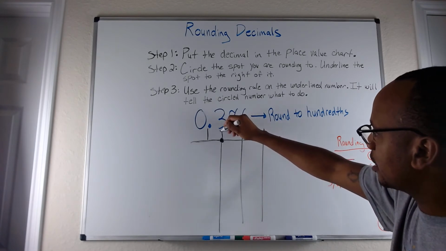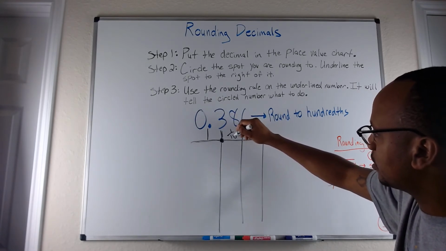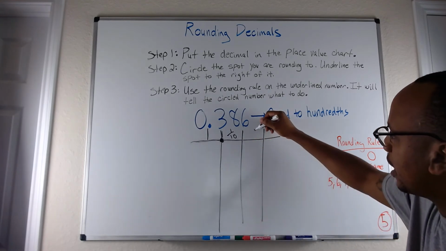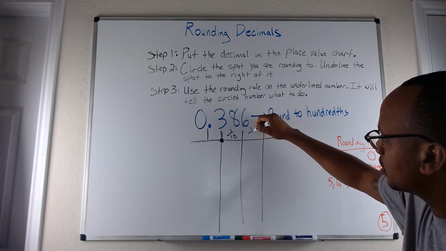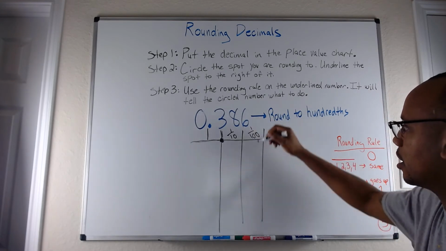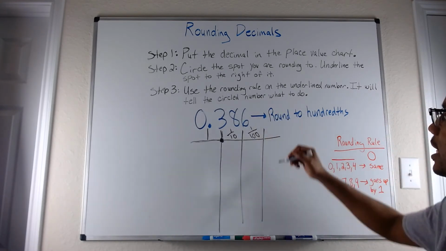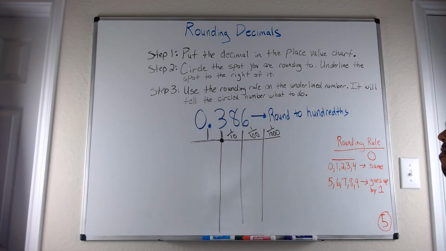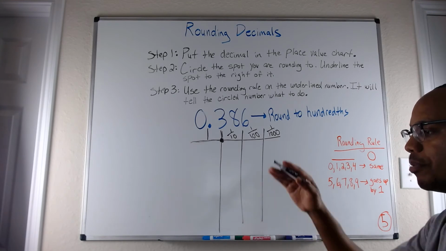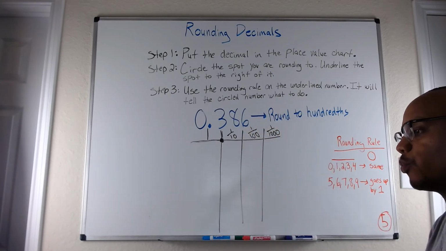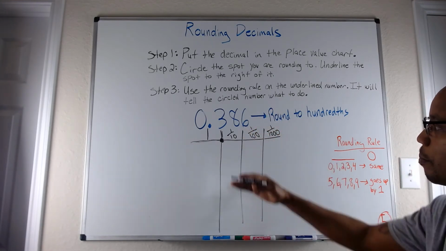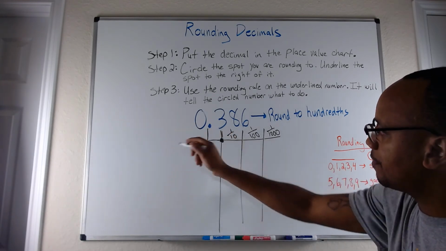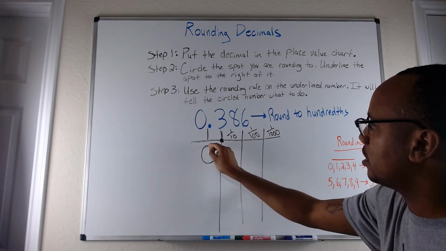The first spot is the tenths place, all right, or the dime spot if you're talking about money. The second spot is the hundredths place, or the penny spot if you're talking about money. And the last spot is the thousandths place. Right? Now, I'm going to place my decimal, 0 and 386 thousandths, in the place value chart. The 0 is on the left of the decimal point, so that's the ones place, 0.